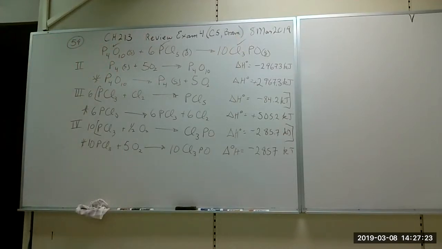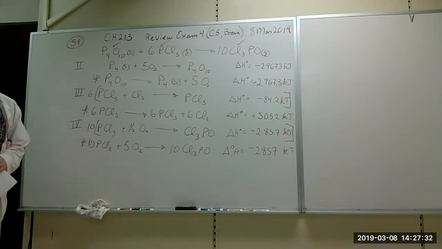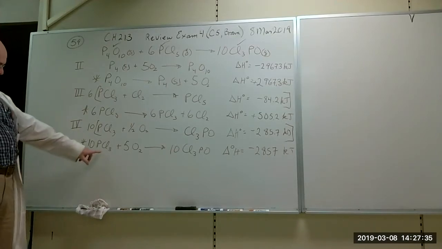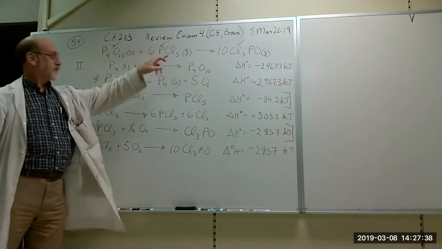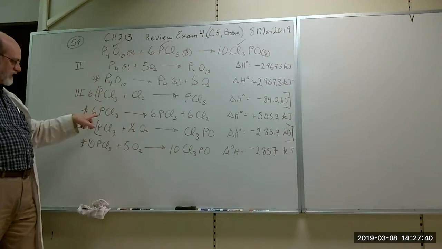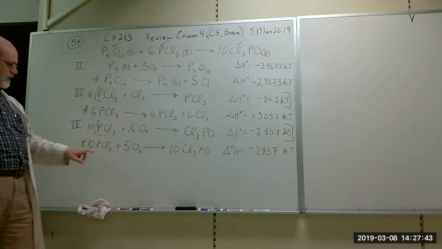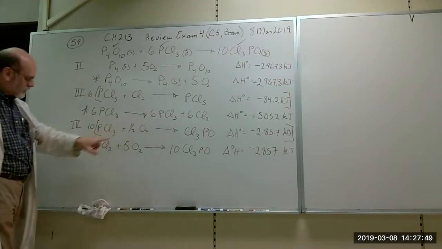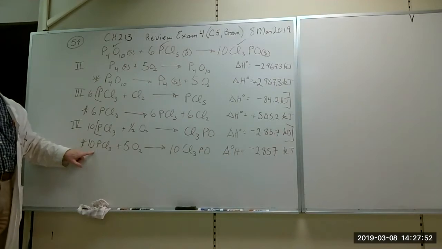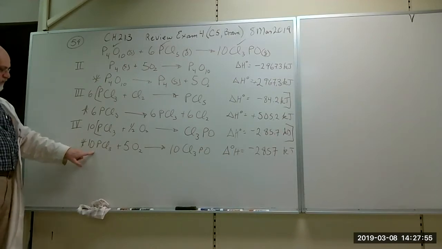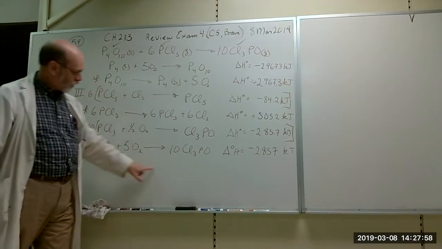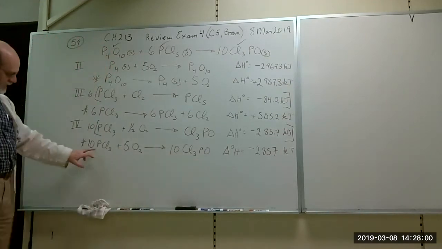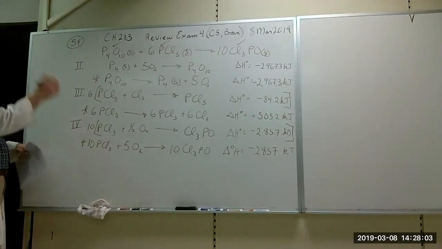Are we done? No, because we've introduced another compound, PCl3, which is not up here. It's not in this one, but it is in this one, and it's in this one. Well, as is, this PCl3, 6 of those cancel 10 of those and leaves 4. Right? So what we need to do is we need an equation with 4 PCl3s on this side to finally get rid of those. So that means we've got to go back to number 1.